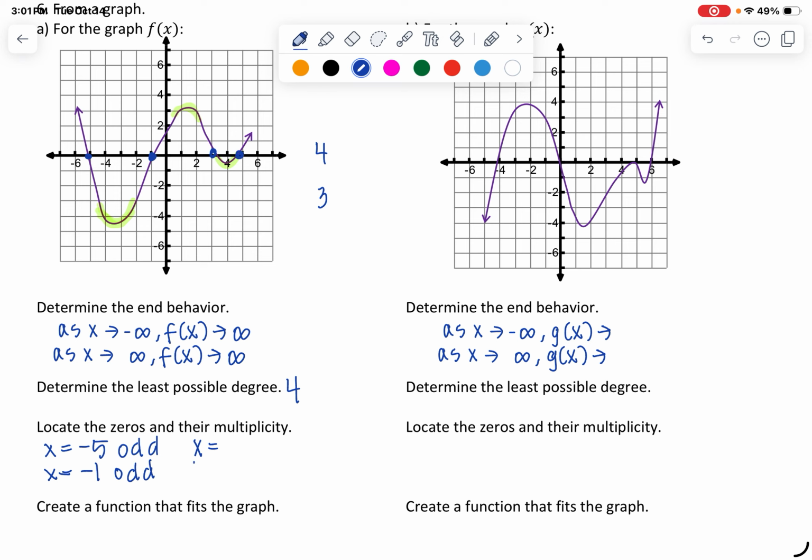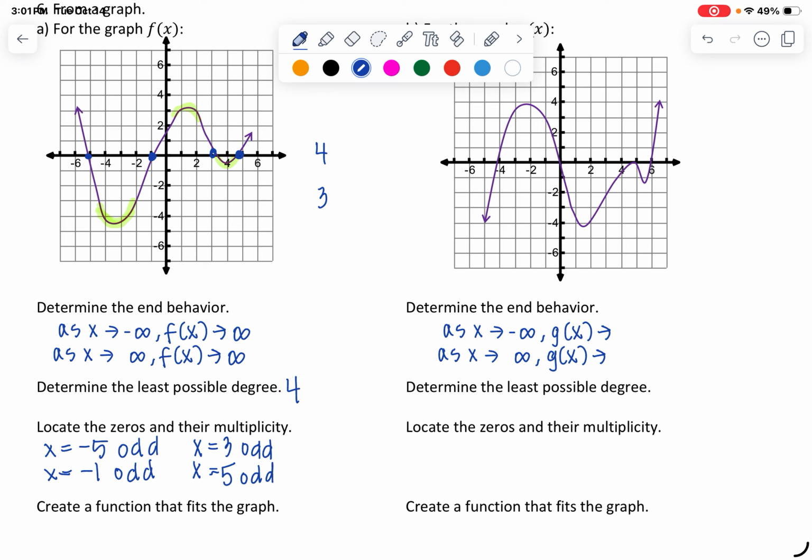I know that those are terrible. I'll fix them for next period, or for when you get them in class. x equals 3, x equals 5. Those are really bad. And we're going to say that they cross, so odd, odd. I know it's not beautiful, okay? I'm aware.